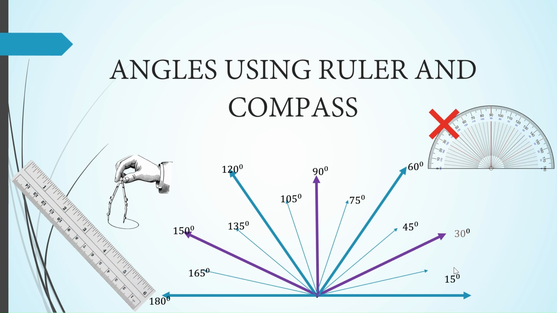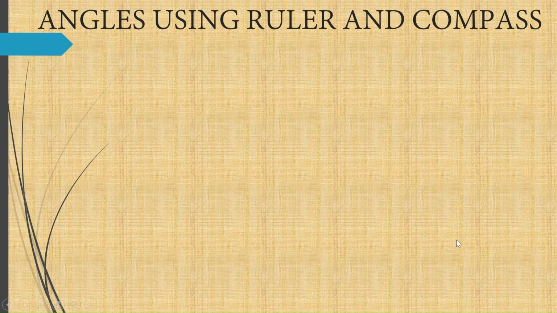Some angles can be drawn without using a protractor. Here we can see all these angles can be drawn with the help of a compass and a ruler. For this, first we have to draw a line, and on this we'll mark a point P. This will act as a vertex for the angle.